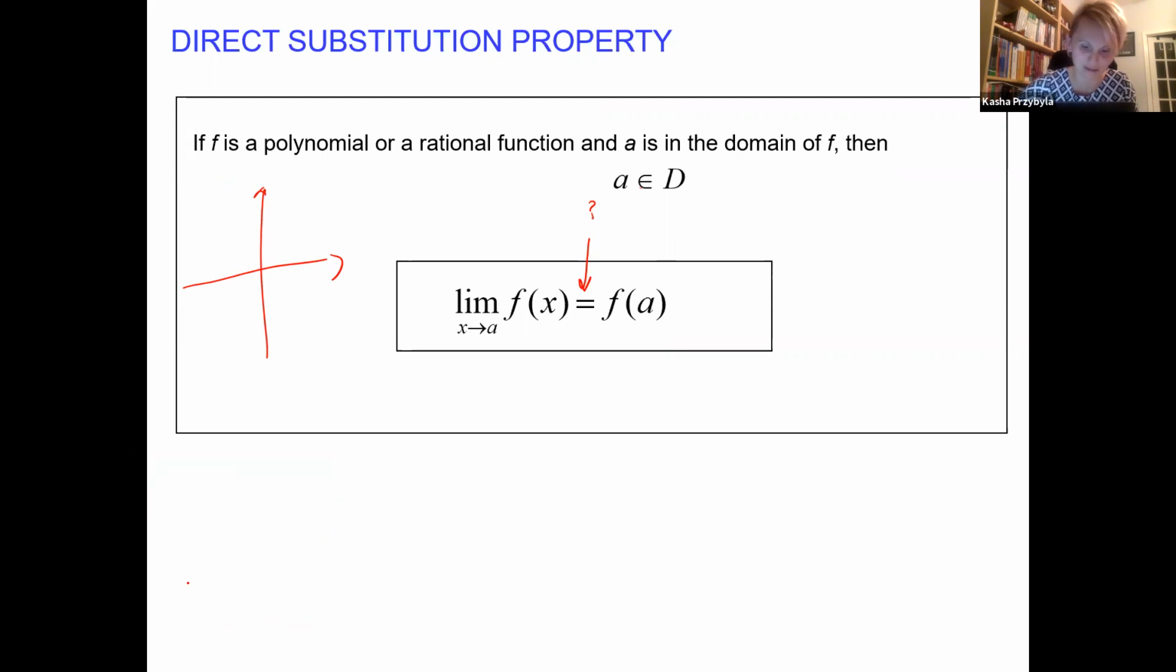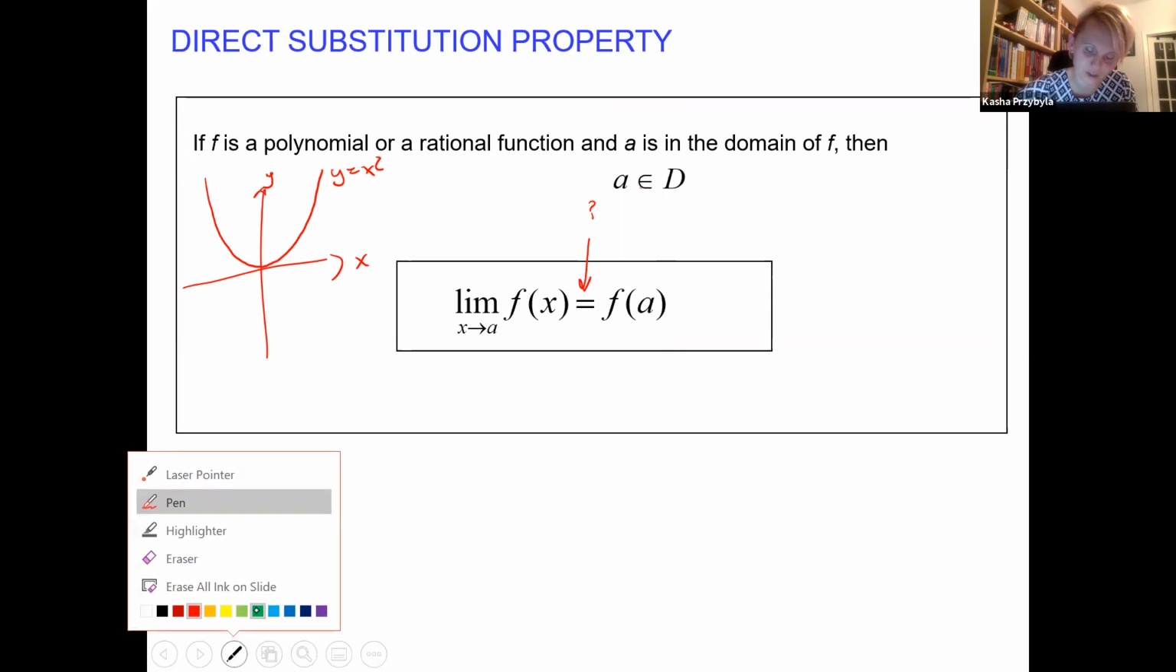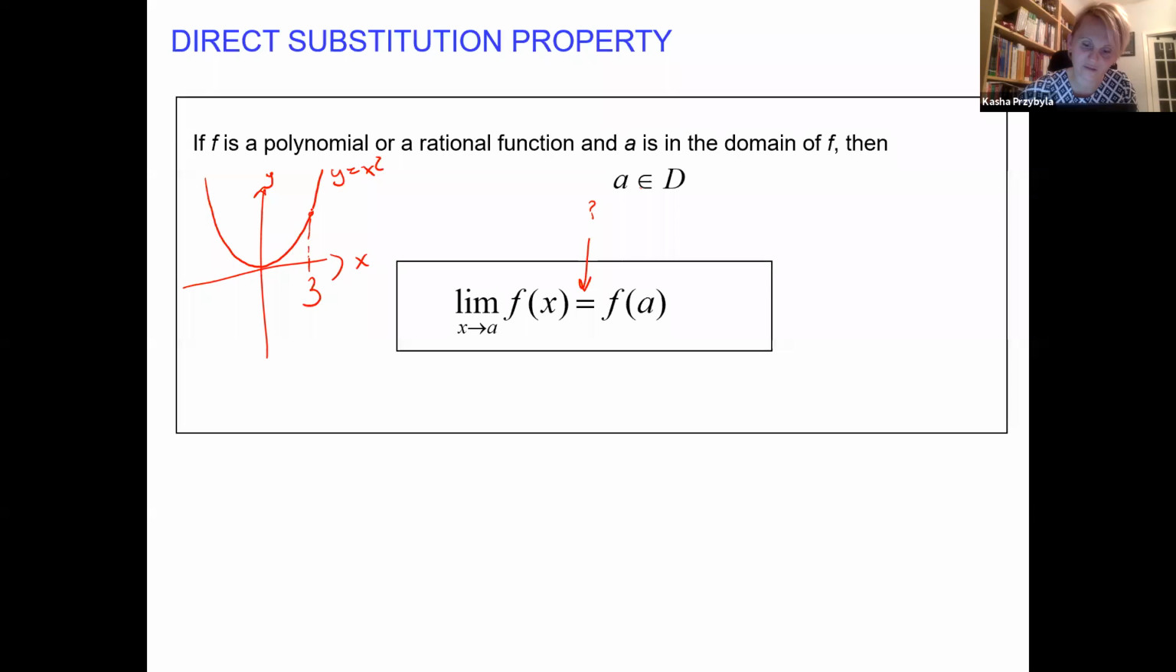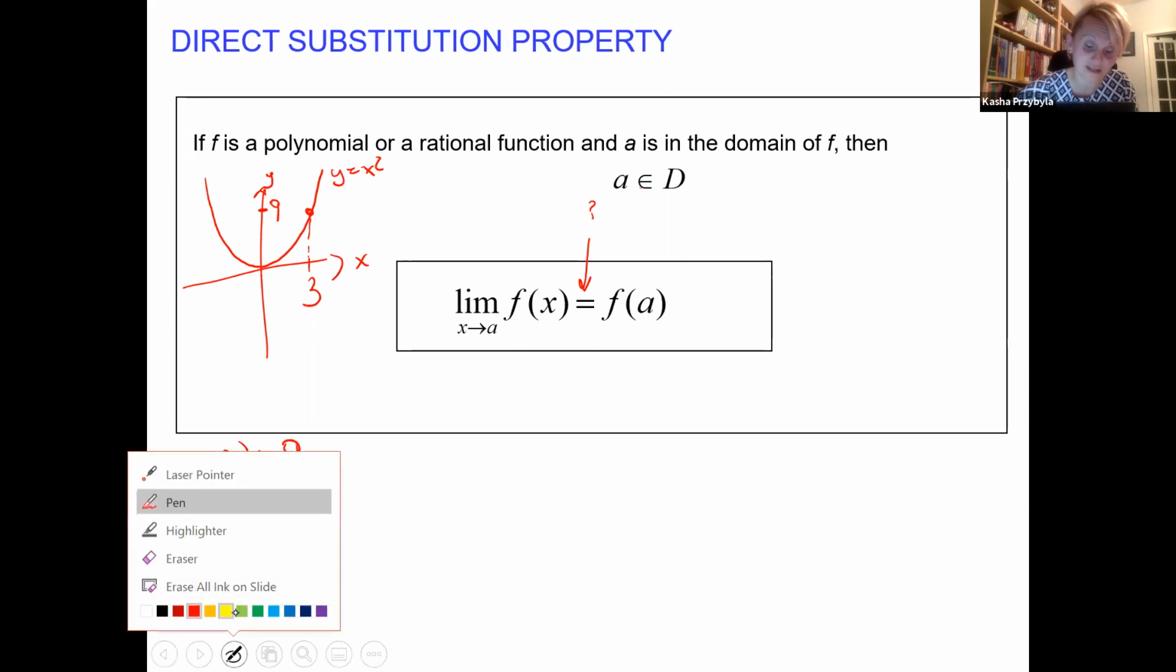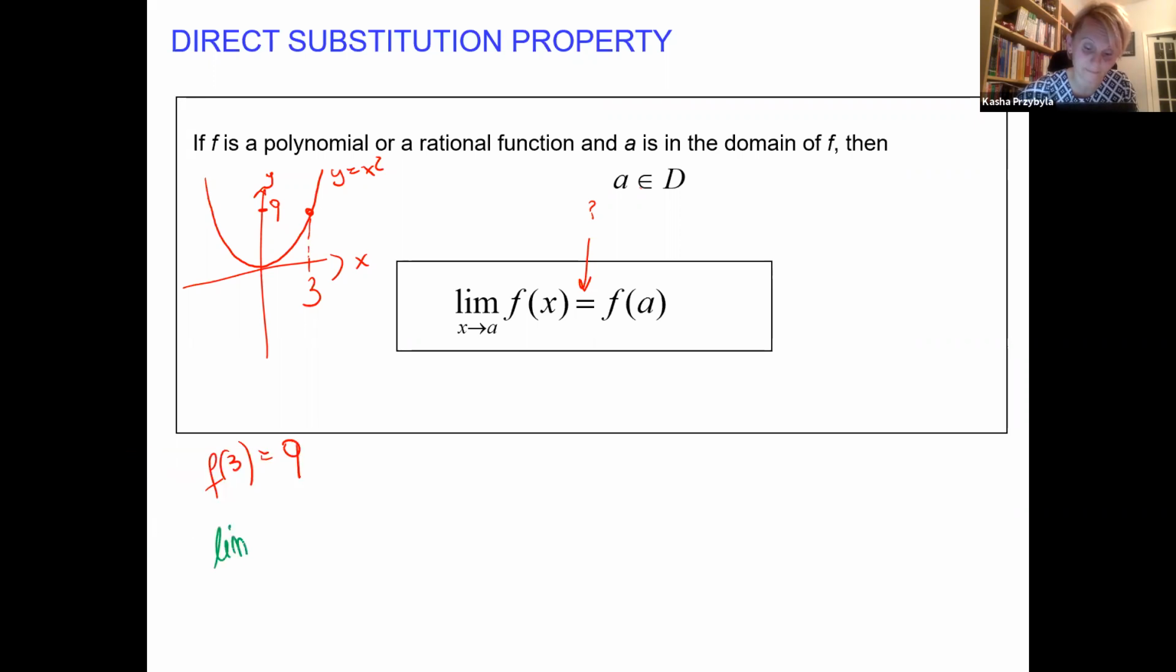When I draw x squared, the value at 3 is 9, right? We remember 9. But what is the limit as x approaches 3 of the function x squared?